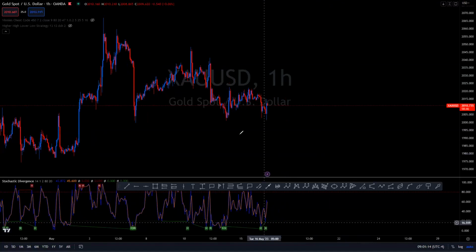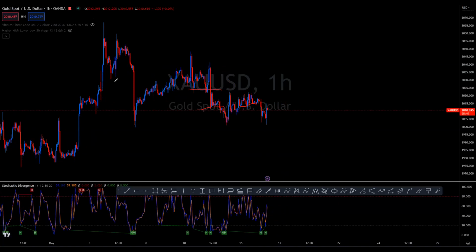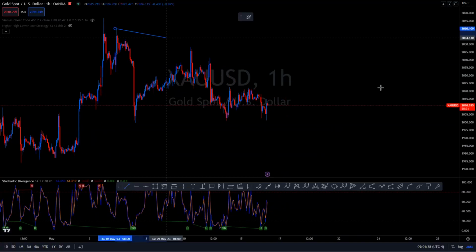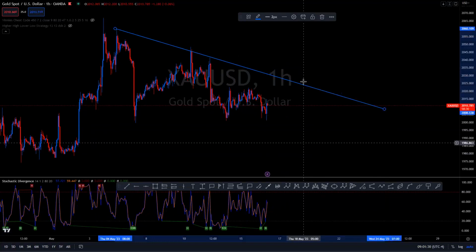We can clearly see that multiple lows have been broken. Multiple lows, so you can easily conclude that price is overall bearish. So let's take our trend line. We draw a trend line here.